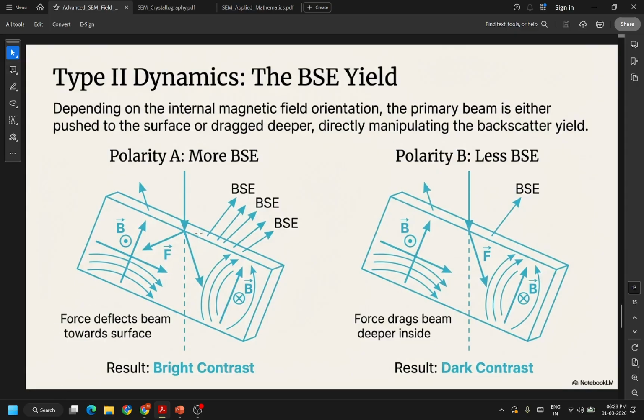If it is forced towards the surface, then it will be easier for electrons to get out, so you will have a brighter contrast on your detector. Or if it drags them inside, then very few of the backscatter electrons will be able to get out of the sample, and that will create a dark contrast.